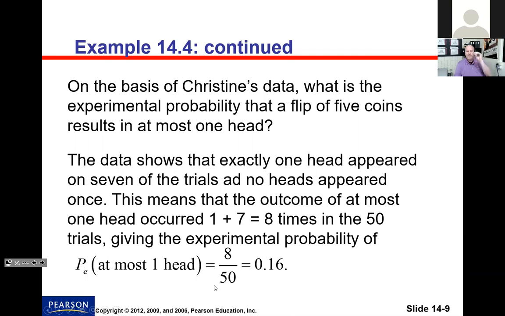Again, this is based on actually doing the experiment. And when we get to theoretical probability, we don't worry about the experiment at all. We just do it theoretically.